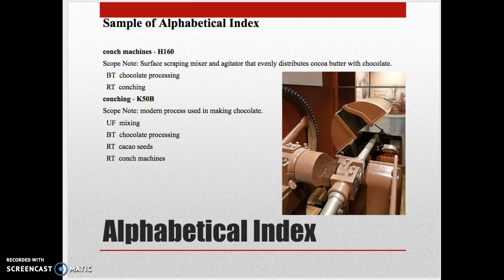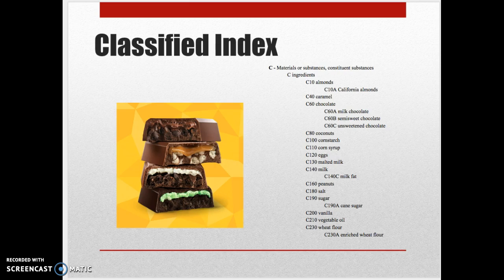This is a sample of our alphabetical index that includes the conch machine and conching, with a scope note to explain the significance. A picture of a conch machine is shown to the right for those who are wondering. This is a sample of our classified index that covers the materials or constituent substances, which in this case consists of ingredients.